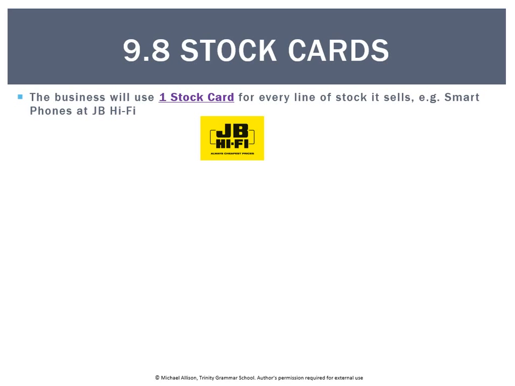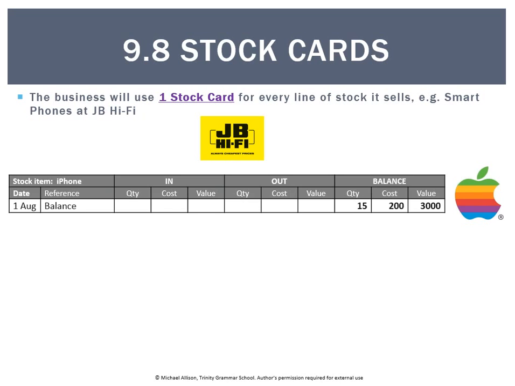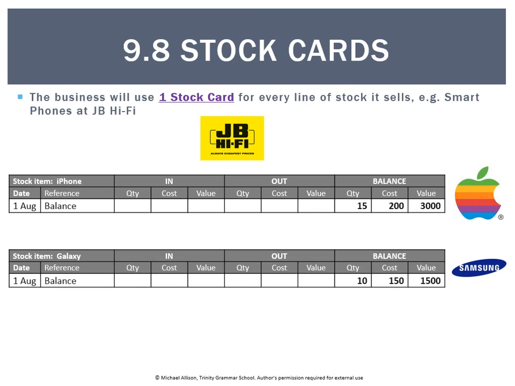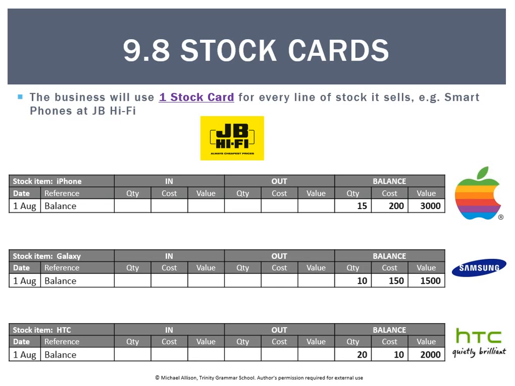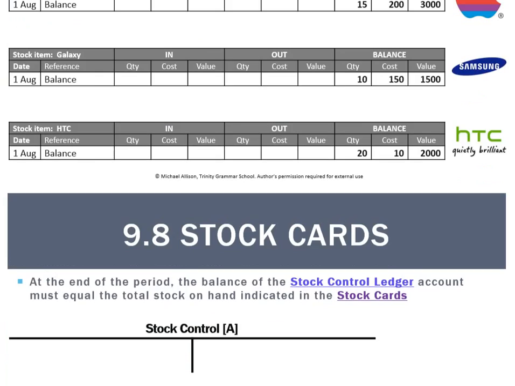And it's important to note that there's going to be one stock card for every single product that a business sells. For example, for smartphones at JB Hi-Fi, there will be a stock card for iPhones from Apple, for the Samsung Galaxy from Samsung, and for HTC. There will be a stock card for each individual type of stock.